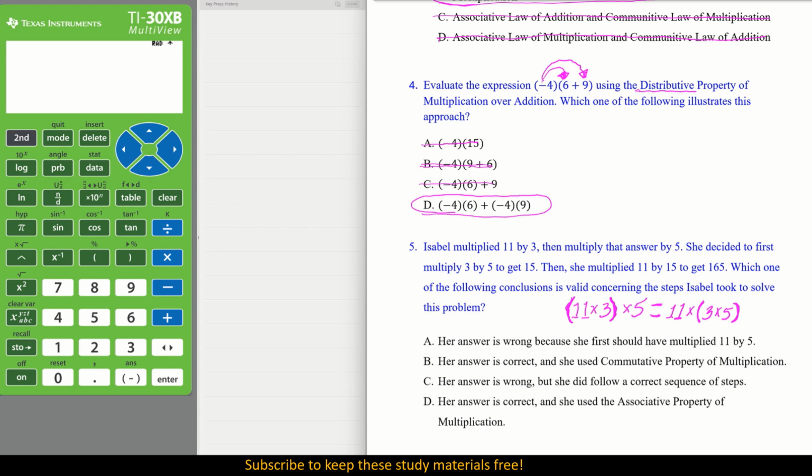Okay, now if we put the 11 here, I'm going to highlight this. If we take this 11 and we moved it over here to the other side, we could have the commutative property too. But that's really not the way they said it. They said 11 by 15. And that verifies what I have written on the right-hand side. So let's take a look at our options. A, her answer is wrong.